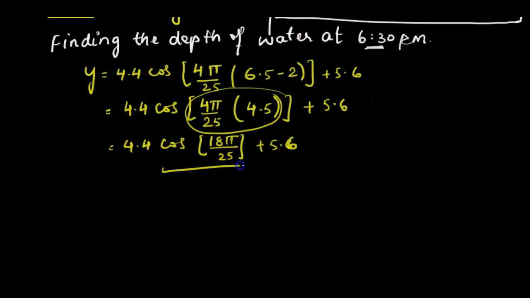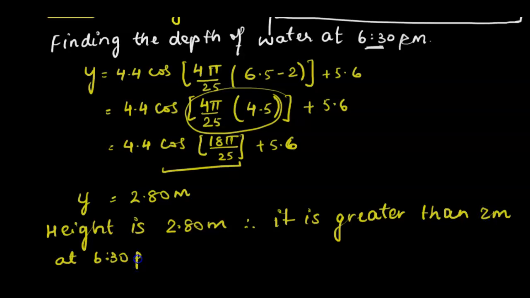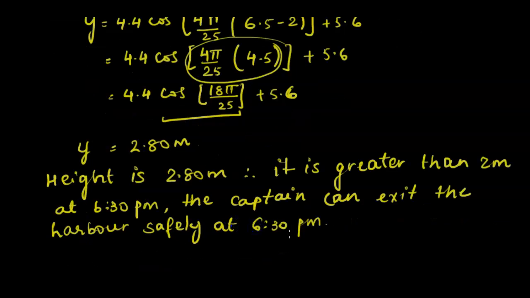Next we have to solve for cosine of 18 pi over 25, multiply it by 4.4 and then add 5.6. That gives us the y value to be 2.80 meters. Since the height is 2.80 meters, it is greater than 2 meters at 6:30 p.m. Hence we can conclude that the captain can exit the harbor safely at 6:30 p.m.